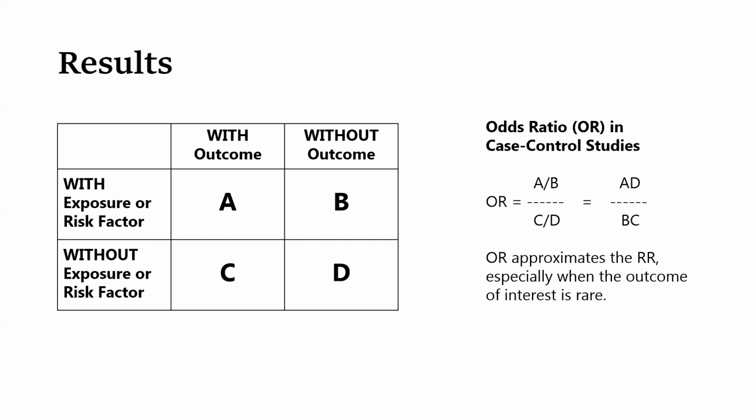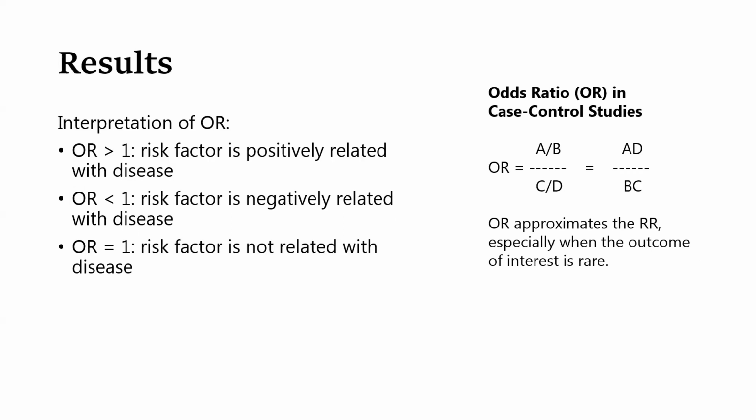Now let's go to case-control studies, which utilizes the odds ratio, not relative risk. Note that the odds ratio approximates the relative risk, especially when the outcome is rare. Odds ratio is computed as A over B divided by C over D, or for easy computation, A times D divided by B times C. The interpretation of odds ratio is the same as for relative risk. OR greater than 1 means the risk factor is positively related with disease or the negative outcome, and so on.